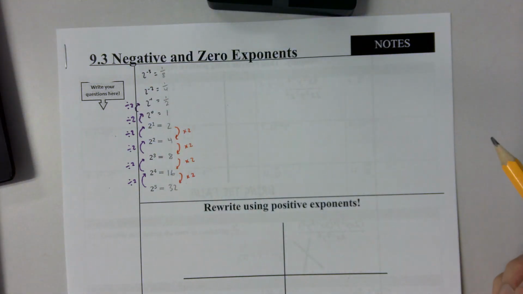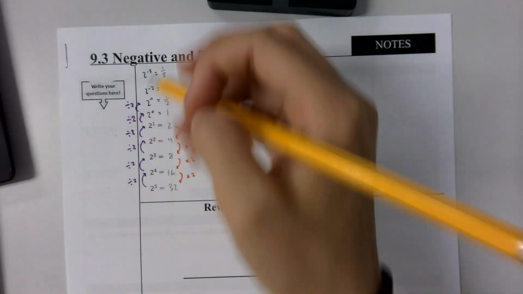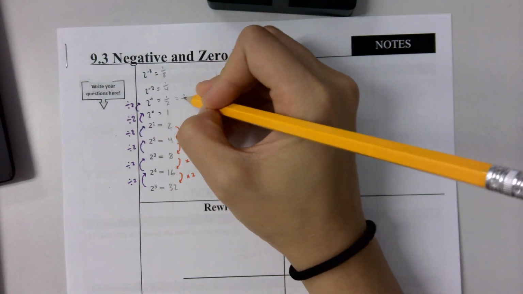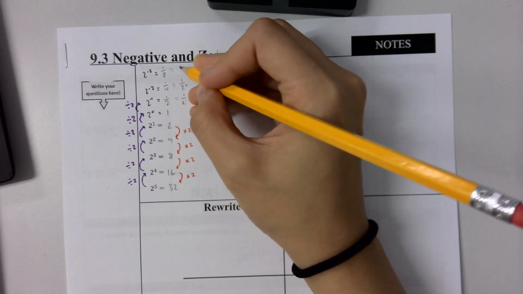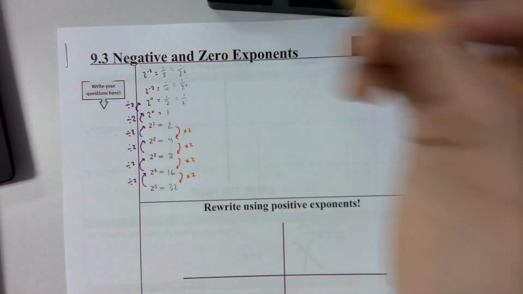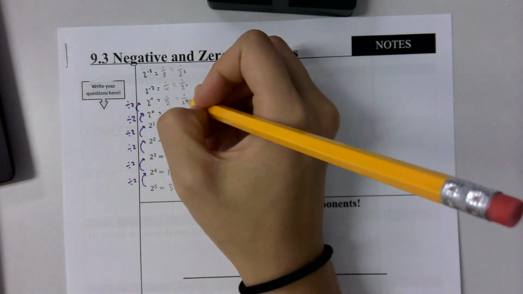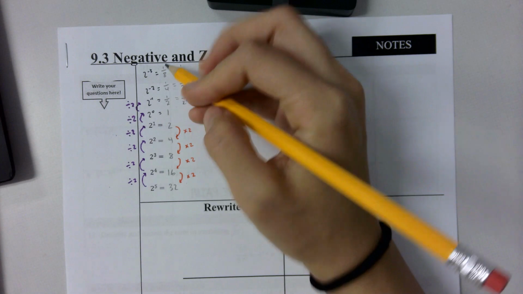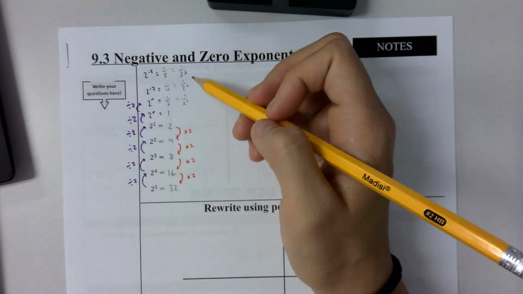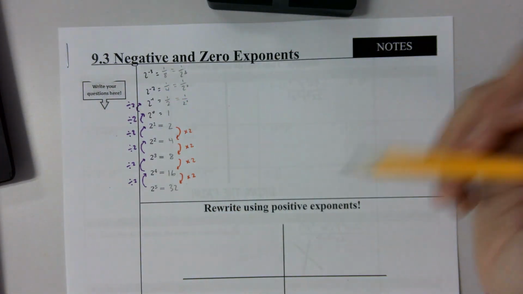So something to notice with these is that you can also rewrite this as 1 over 2 to the 1, 1 over 2 squared, 1 over 2 to the third. So if you notice, our negative exponents are actually just put in the denominator of a fraction. And that's how the pattern works.